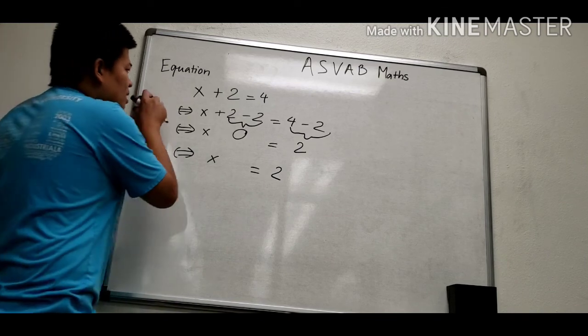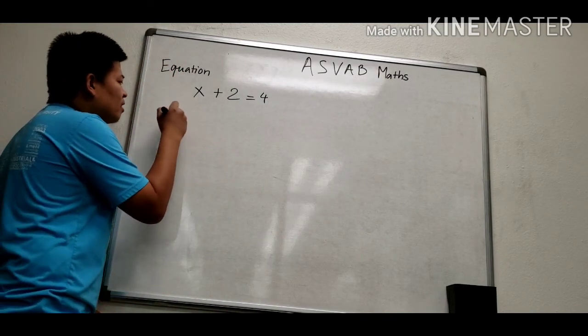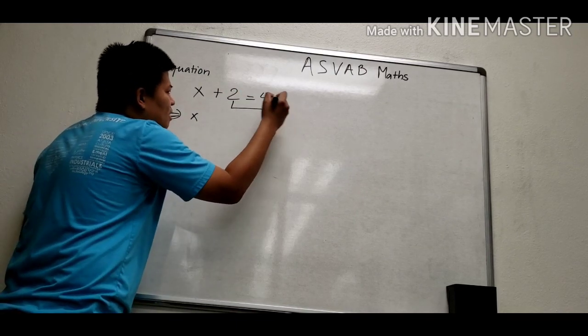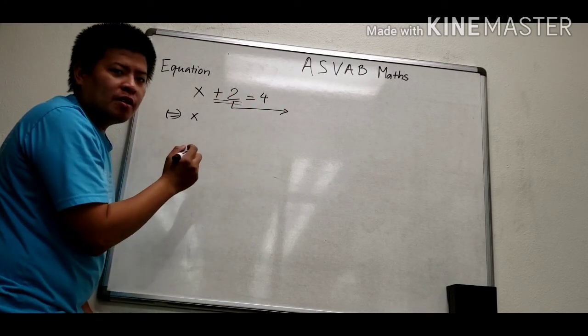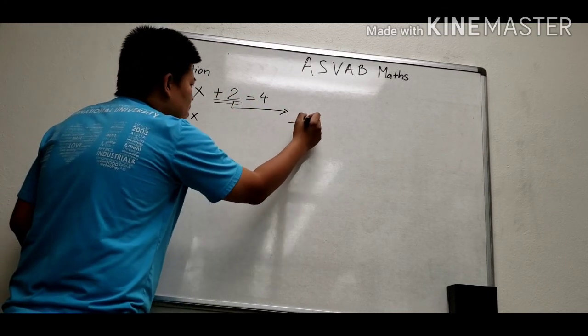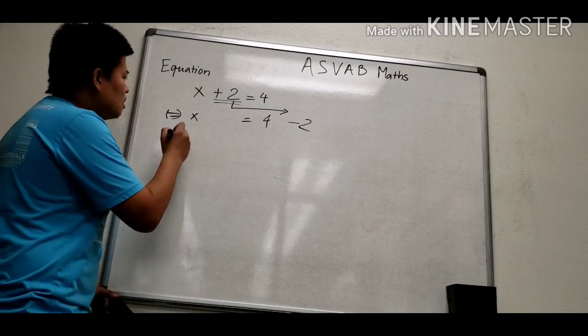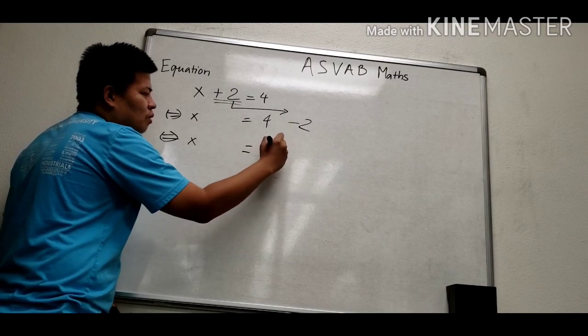Then the next way, we have s in here. If we move to this side, they will change from the positive number to the negative number. That's 4 minus 2. So the answer is here, s equal to 2.